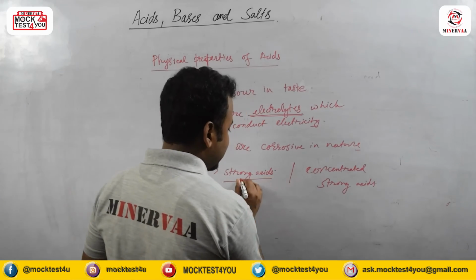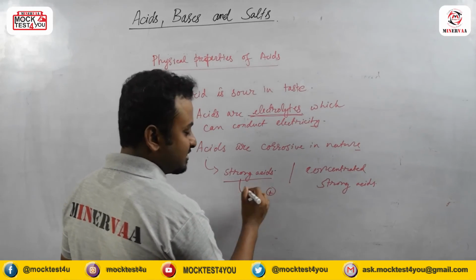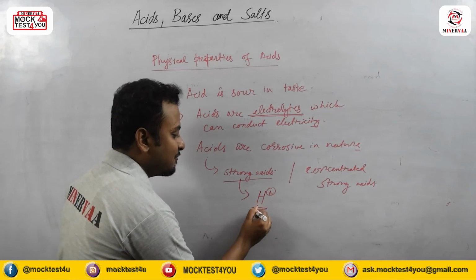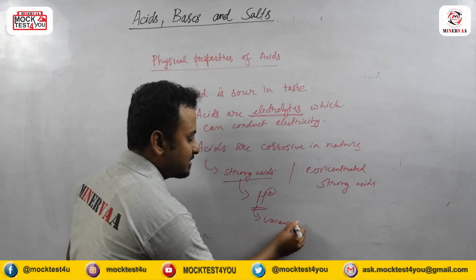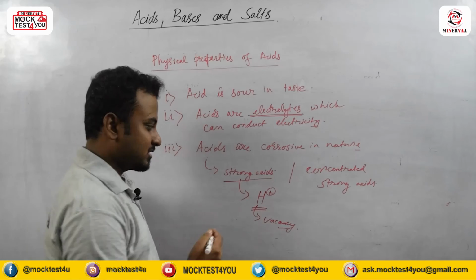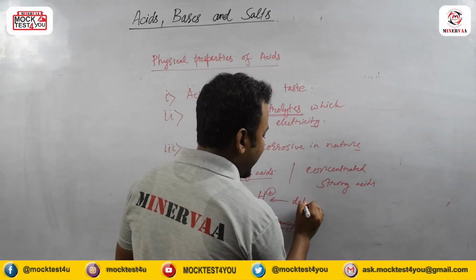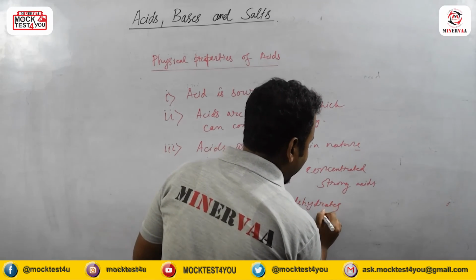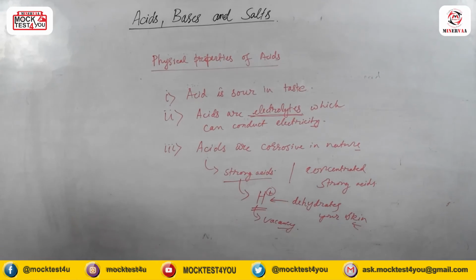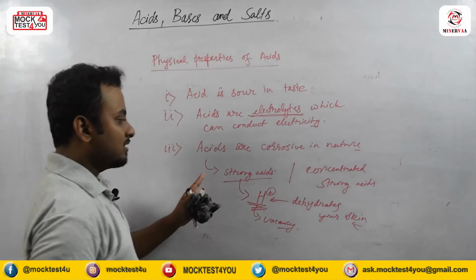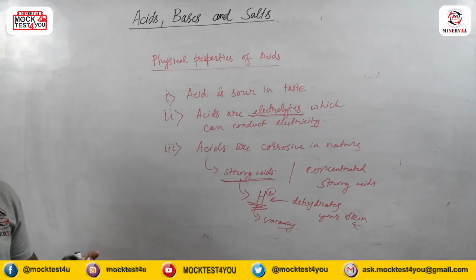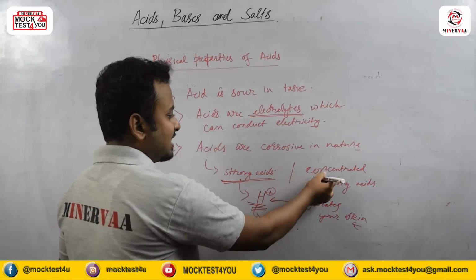Why? Because in acids H plus is present, and H plus is deficient of electrons. H plus has a vacancy inside it, right? So when it falls on your skin, it will withdraw water from your skin. Acids dehydrate your skin, and when it dehydrates, it will burn your skin, right? So acids are very harmful, very corrosive in nature. So we have to be very careful to handle these strong, concentrated acids.